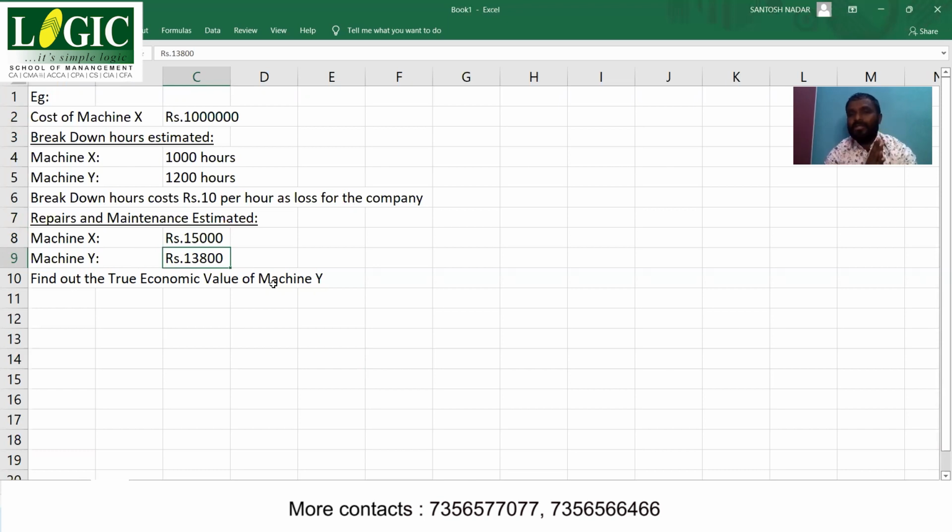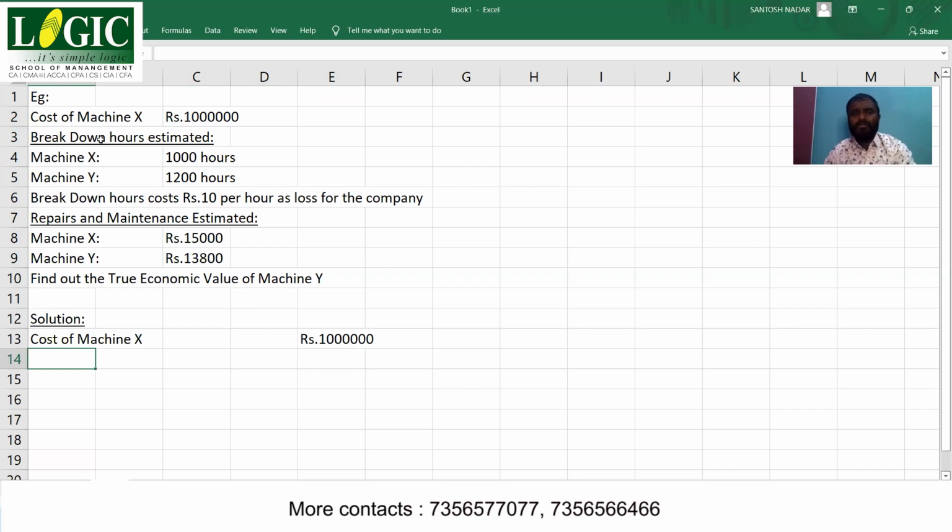So I want to find out the true economic value of machine Y. So what is the true economic value of machine Y? First, you have to see what is the cost of the next best alternative. For machine Y, the next best alternative is obviously machine X. So what is the cost of machine X? It is rupees 10 lakhs. 10 lakhs is the cost of machine X. Now I will see what are the value differences between these two machines.